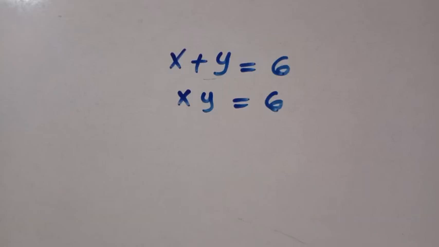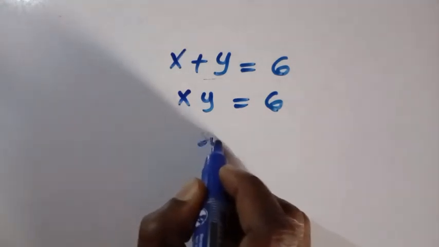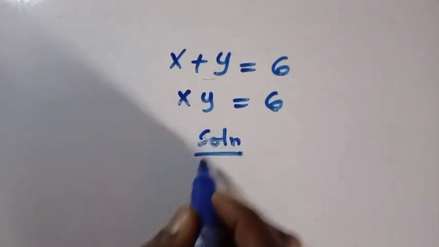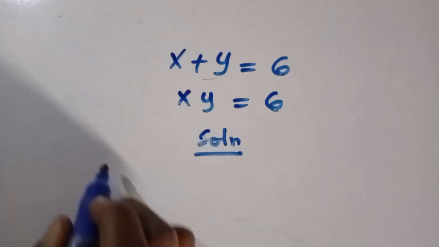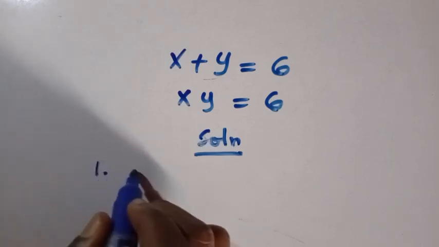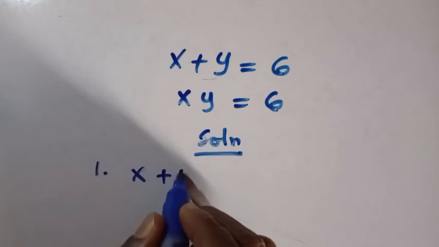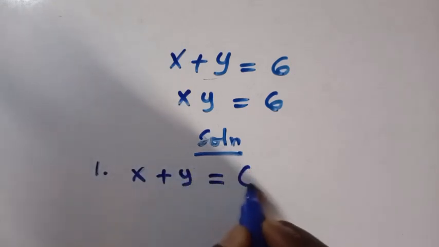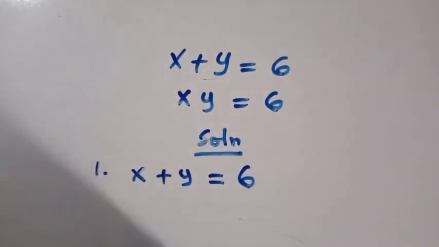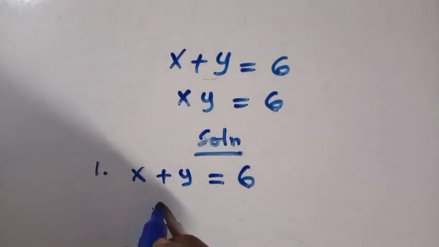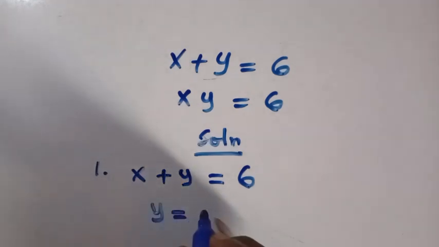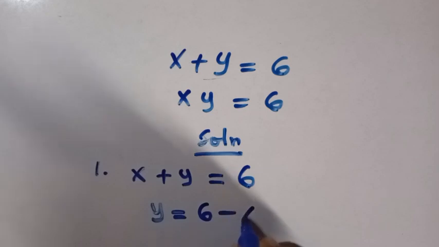How to solve these nice algebraic equations? So let's consider a solution from here. We have x plus y, which is from equation 1. We have x plus y equals 6. Then from here, let's make y the subject. We have y equals 6 minus x.